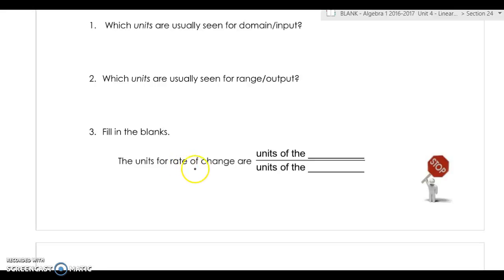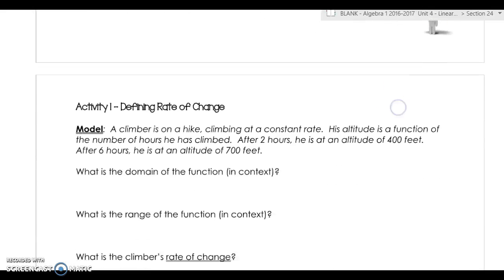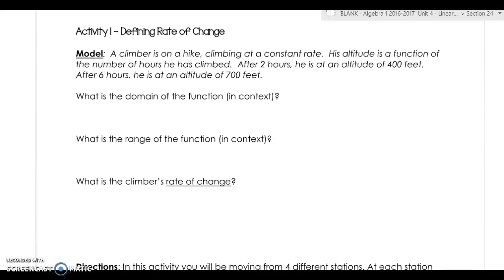So the units of rate of change are going to be units of the range, which again is our output, thinking back to what we've already done with functions, over the units of the domain, which is our input. So when we're looking at questions like the model here in Activity 1, defining a rate of change, what we're trying to do is identify what is our input value and what is our output value, or variable in this case, the quantities that are going to change.